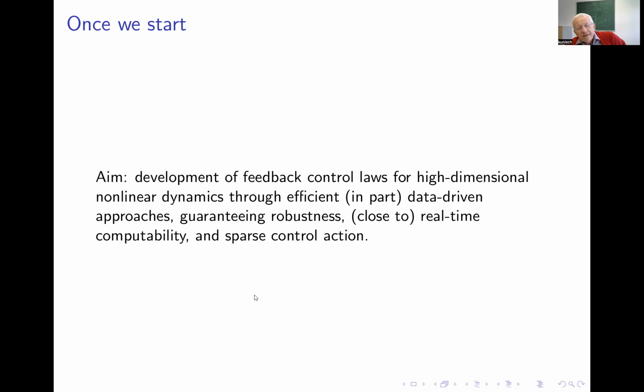So if we decide to go ahead, then what is our aim? It is the development of feedback control laws for high-dimensional nonlinear dynamical systems by means of efficient, in part, data-driven approaches which guarantee robustness, and if possible, do it as quickly as possible. And if possible, also the control should be sparse. So if you have an expansion, many of the coefficients hopefully are zero in these expansions. So in lookup tables, we are quick to look up our response. Okay.